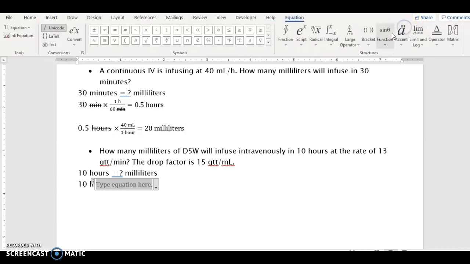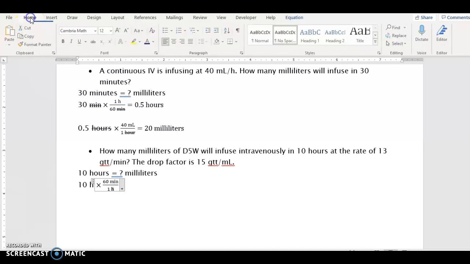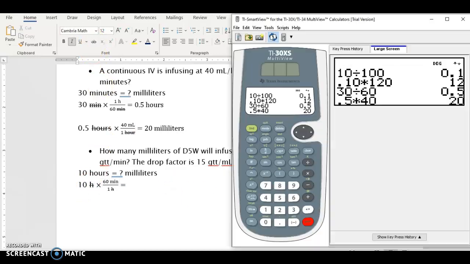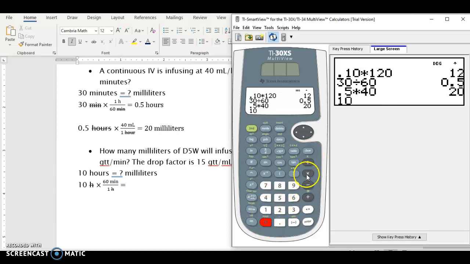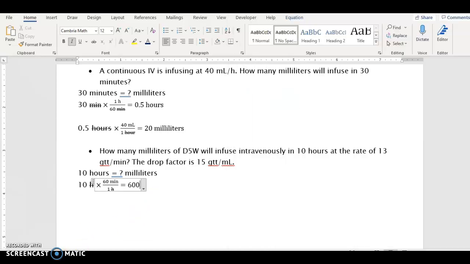into minutes. Again, that's easy to do. You know that there are 60 minutes in 1 hour. So you're going to multiply by 60 minutes over 1 hour, and the units of hours are going to cancel. So 10 times 60, put that in your calculator or do that in your head. 10 times 60 is equal to 600. So 10 hours is equal to 600 minutes.